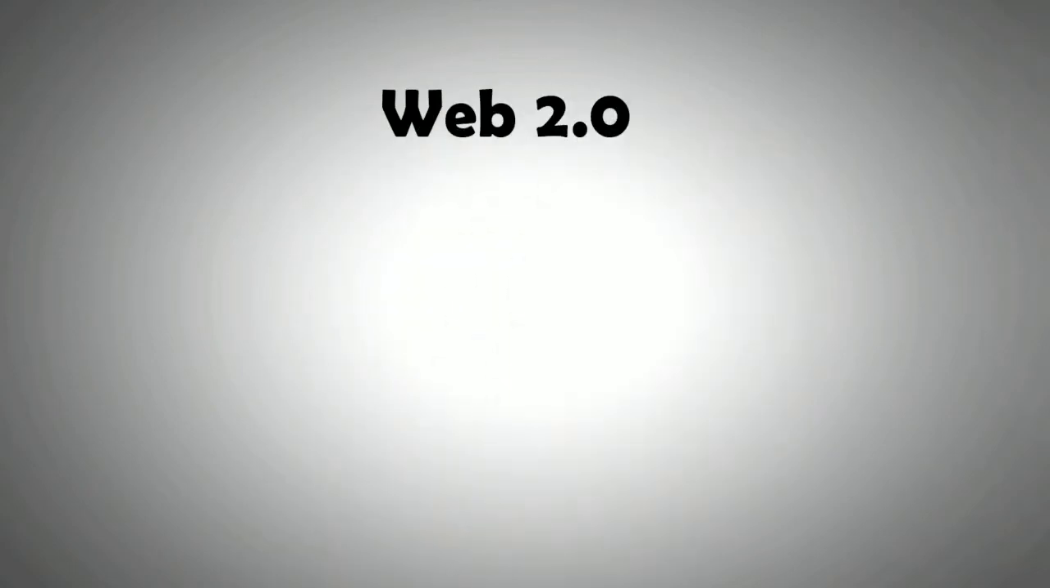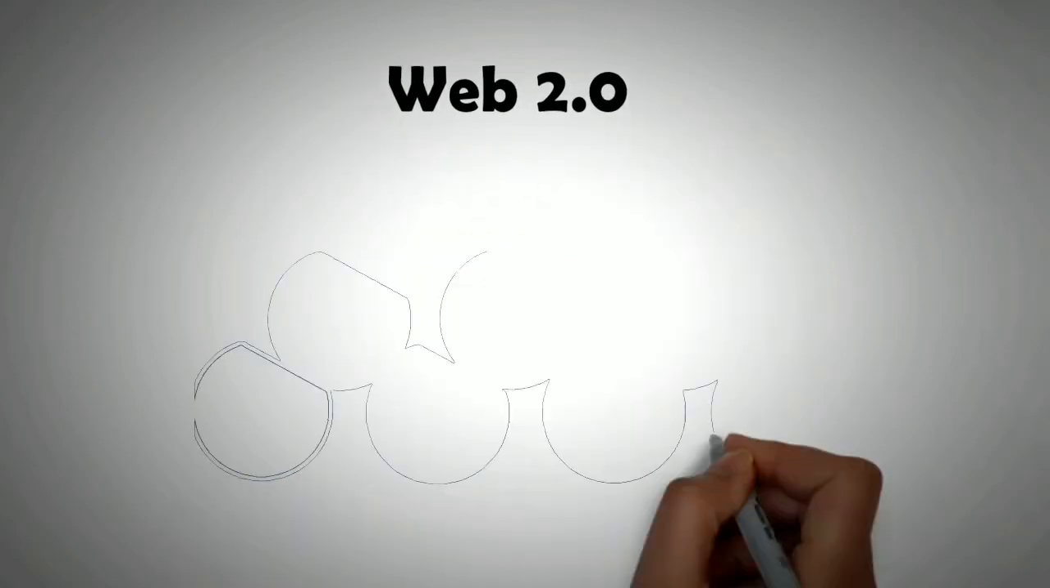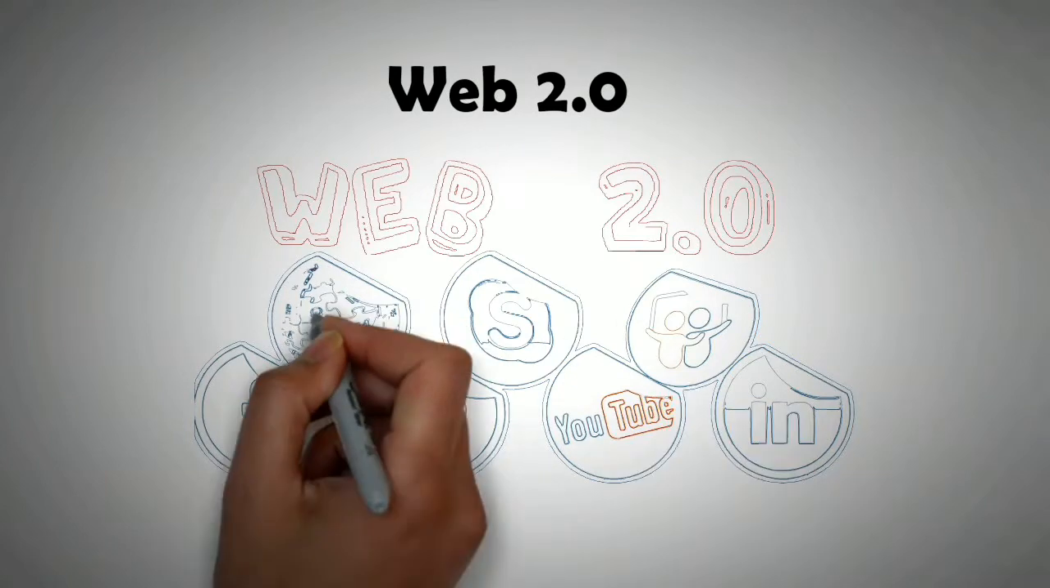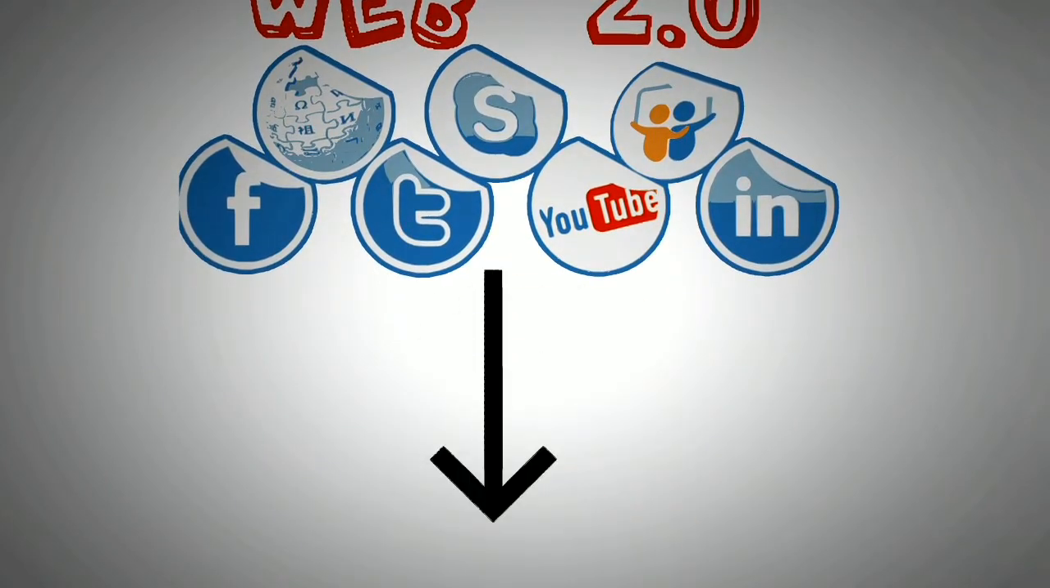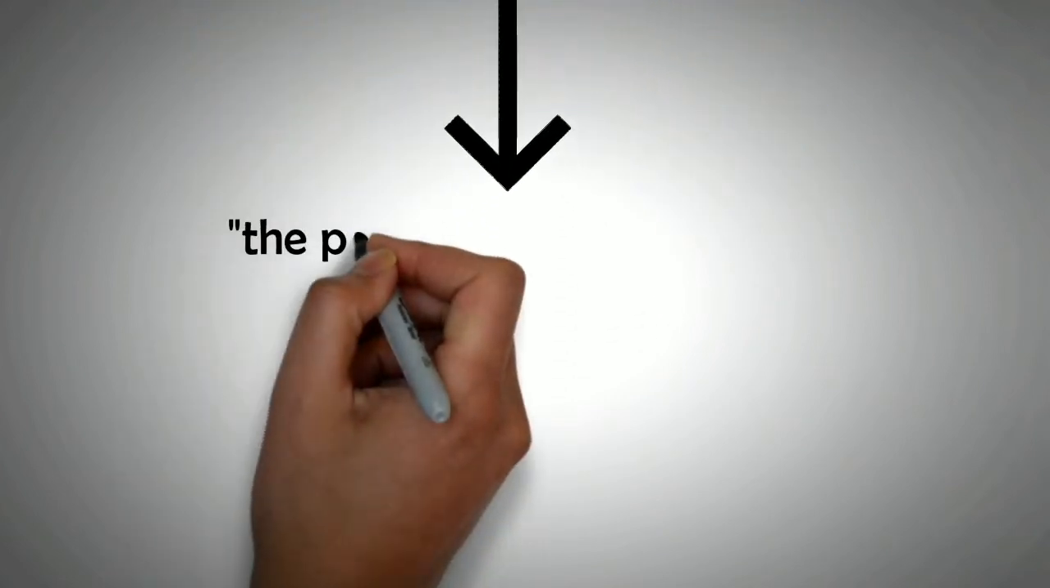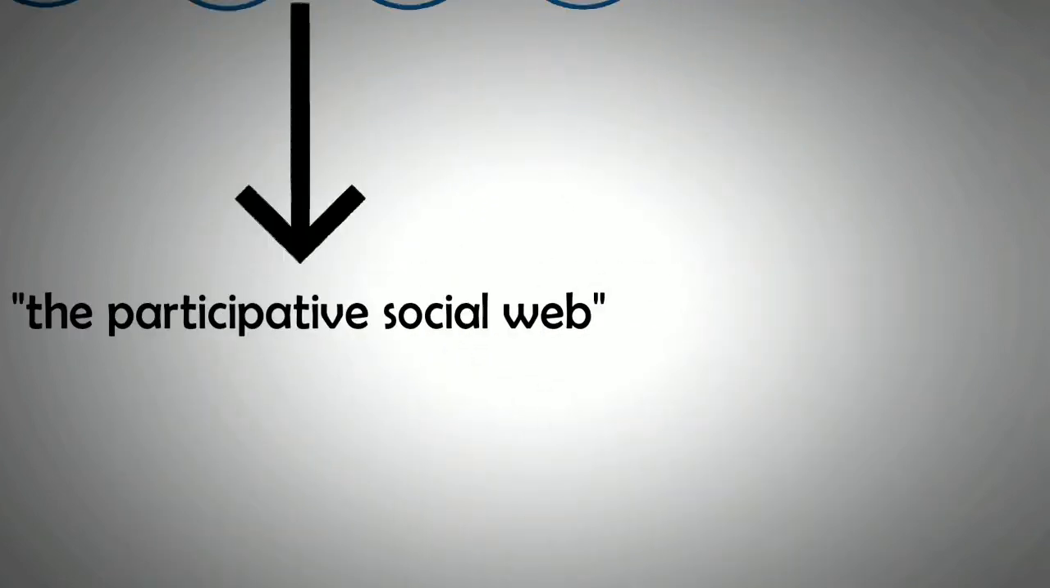So now we're gonna move to Web 2.0, which came up with some spectacular features like self-publishing websites, including WordPress and some social media sites. It is also known as the participative social web.